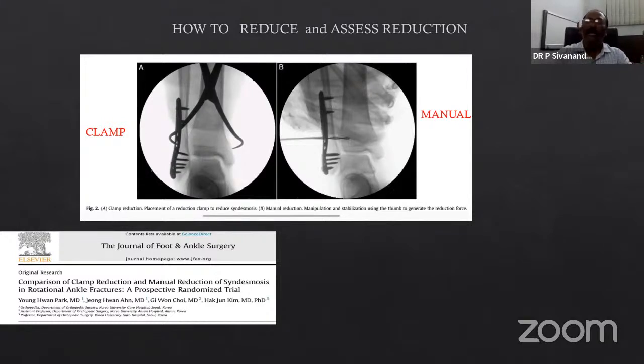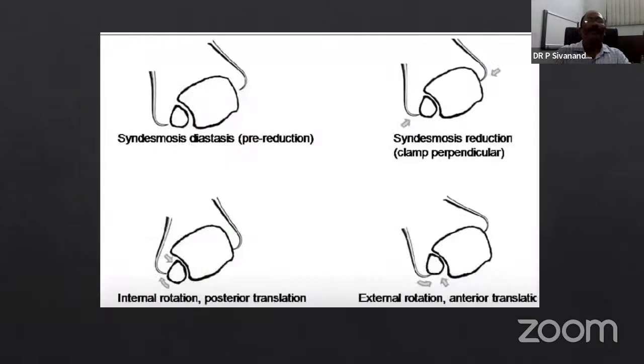But the problem with the clamp, as Manut said, is that wrong application of the clamp will definitely lead to malreduction. It must go in the trajectory of the fibula, and you must pass the clamp in that perfect trajectory. If you put it on the posterior side, definitely the fibula will translate posteriorly. If you keep it on the anterior side, then it will translate anteriorly.